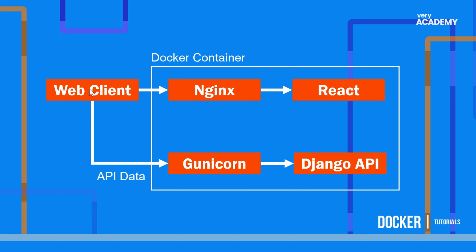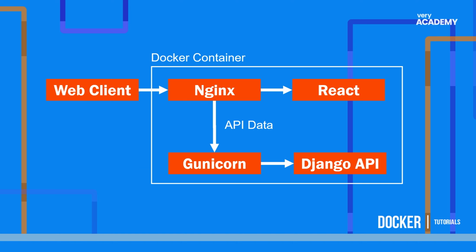The data is being sent by additional request. Our API data is an additional request, and that's going through our Gunicorn server and then picking up the data from our Django API. So what we want to do now is configure Nginx so that we can pass our API data over to Gunicorn and collect it from our Django API.